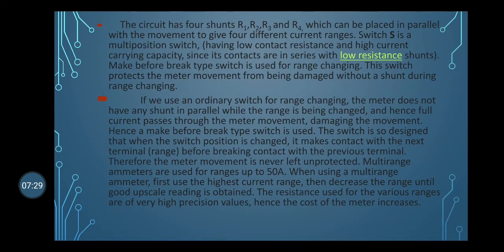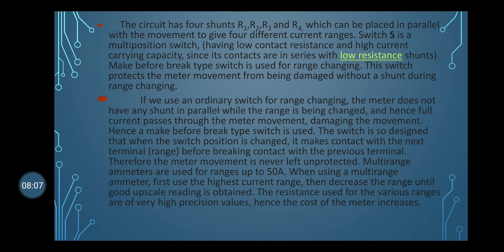Now, as in the last slide, there were four resistances connected, that is R1, R2, R3, R4, which can be placed in parallel with the meter movement to give the different current ranges. And switch S is a multi-positional switch having a low contact resistance and a high current carrying capacity, since its contacts are in series with the low resistances.